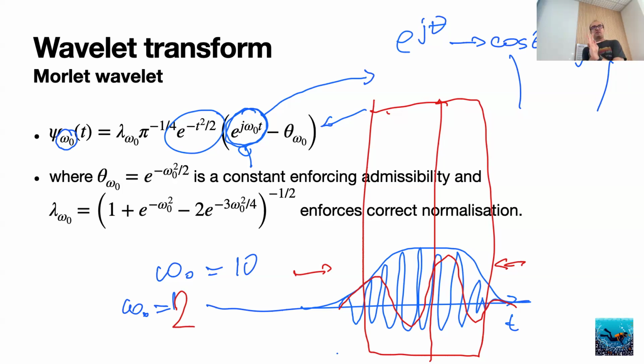And you can change it. You can do low frequencies with the red wavelet and high frequencies with the blue wavelet. Everything is legal. You can do this change. Because, why can we do it?